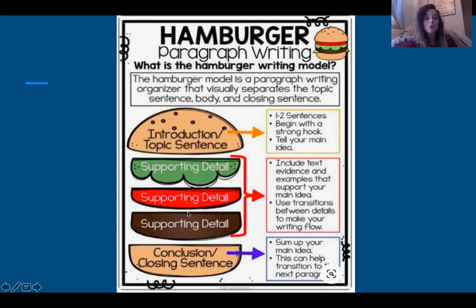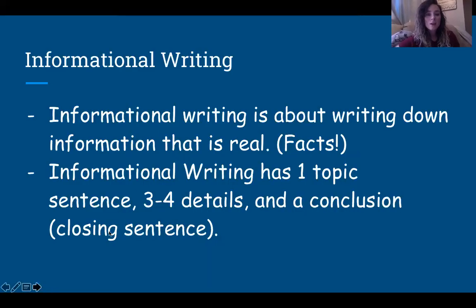And last, you have your conclusion, which is your closing sentence. And that sums up your main idea. This is really important because it brings it all together. It wraps it all up like we've talked about before, okay? So, informational writing is about writing down information that is real. Those are facts. Information writing has 1 topic sentence, 3 to 4 details. If you're feeling really like you want an extra challenge, you could write 4 details. But I only ask that you write down 3. And then you have a conclusion, which is a closing sentence.